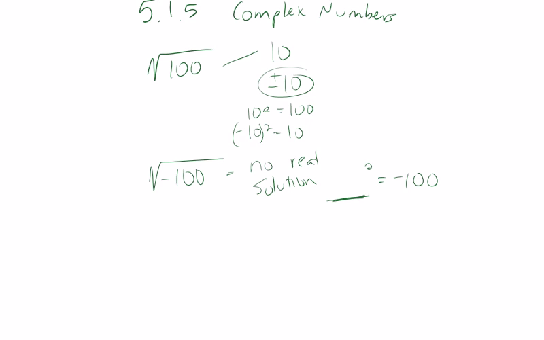Okay? But there is a solution, it's just not a real one. So the solution involves complex numbers. A long time ago, in a land far, far away, when they were discovering math, they said, let's let i squared equal negative 1. I stands for imaginary numbers. Complex numbers have an imaginary part and a real part.